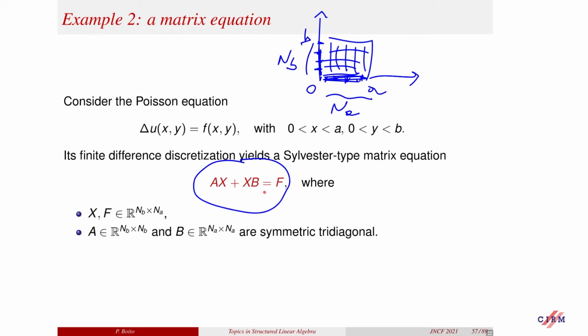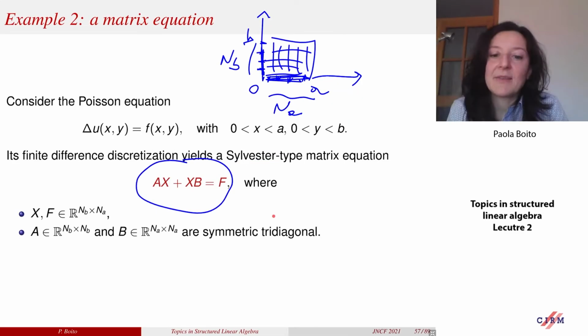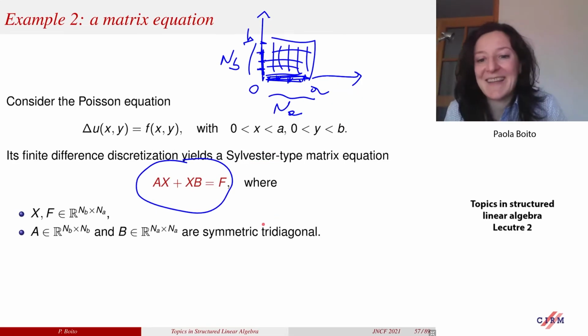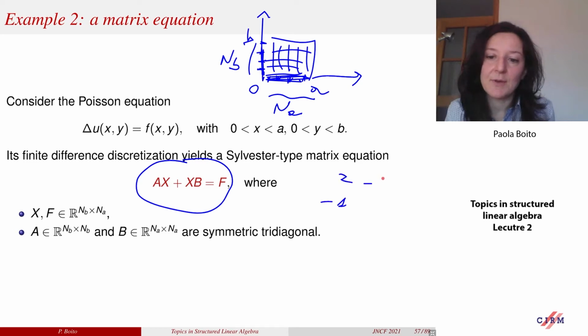When we discretize the differential operator, we end up with this matrix equation, AX plus XB equals F. All of these are matrices. X and F have size NB times NA. A and B are square of sizes NB times NB and NA times NA, and they are symmetric tridiagonal. The entries are actually -1, 2, -1.